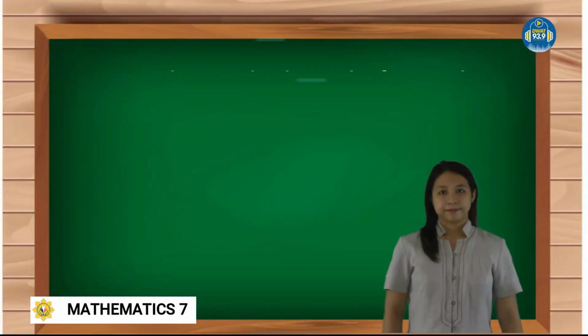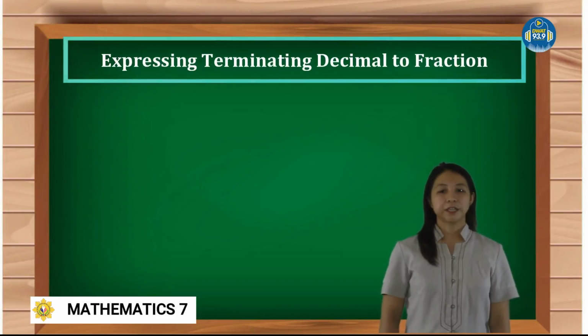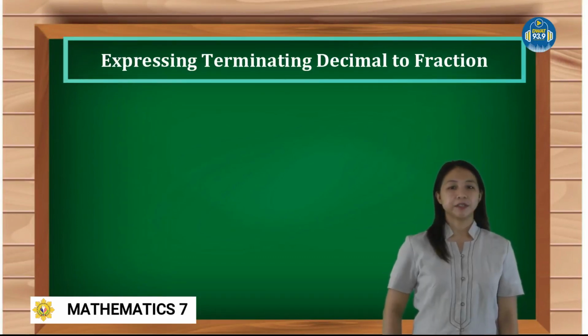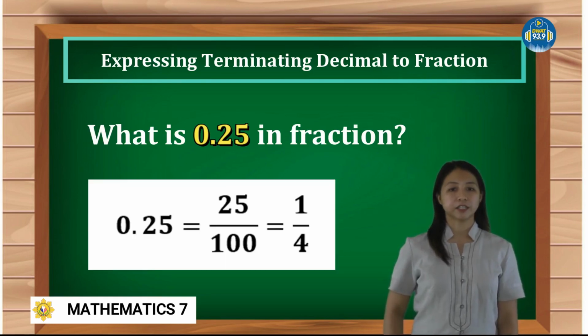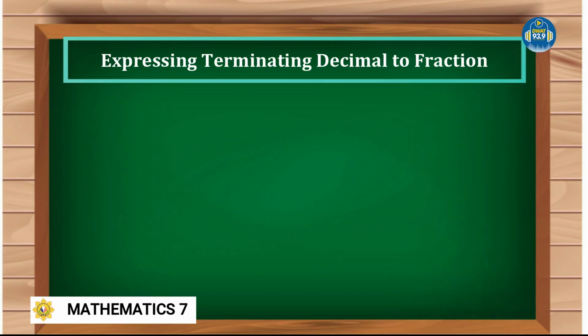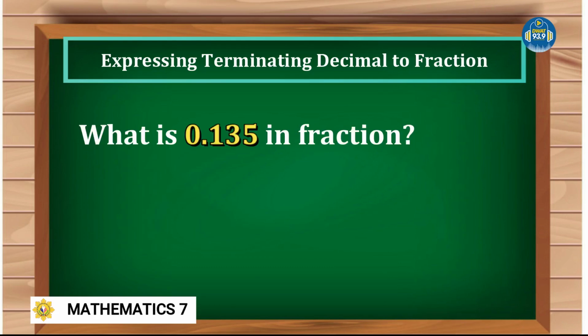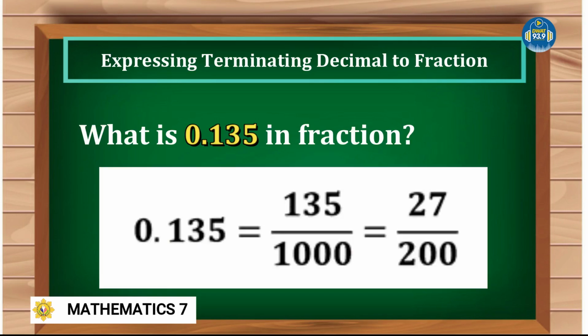To convert decimals to fractions, consider these examples. Solve for the equivalent fraction of the given decimals. For letter A, 0.25. Since there are two decimal places, we can express it as 25 over 100, or in lowest term, it is 1 over 4. For letter B, which is 0.135, since there are three decimal places, hence 3 zeros. So, we can express it as 135 over 1000, or in lowest term, it is 27 over 200.